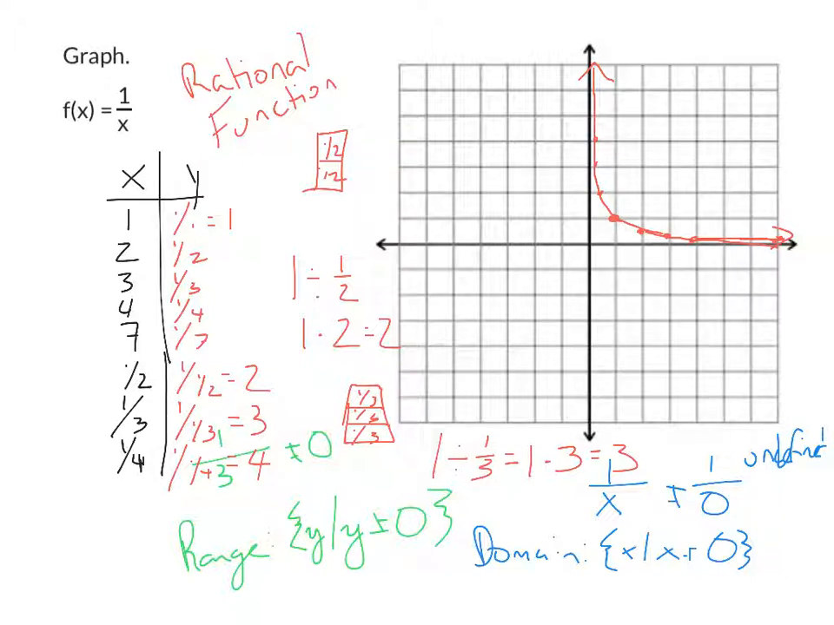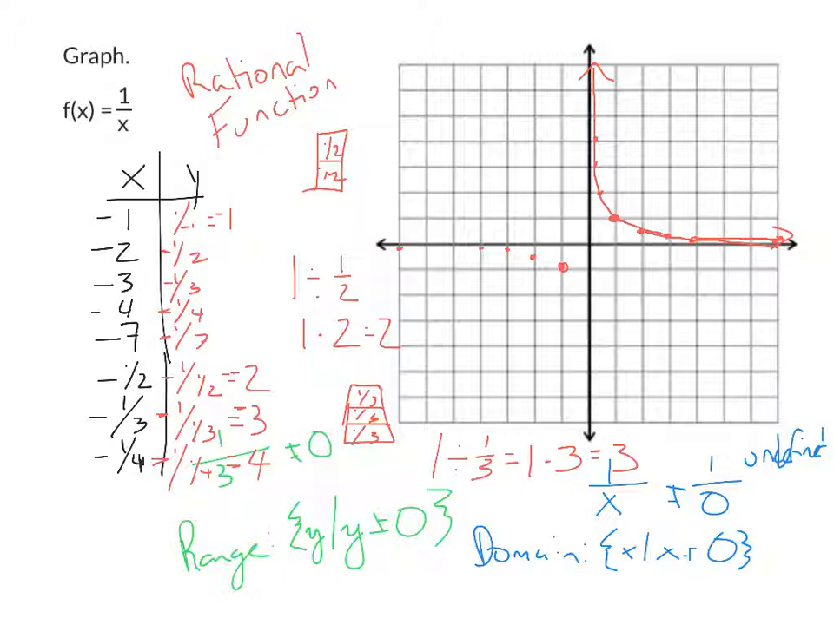Now, what if I input negative numbers instead? -1, -2, -3, -4, -7, -1/2, -1/3, -1/4. What if I did that? Well, I'd have 1 over -1, and I'd get -1. I'd have 1 over -2, and I'd get -1/2. I'd have 1 over -3. And so all of my results turn into negatives. And so I have (-1, -1), (-2, -1/2), (-3, -1/3), (-4, -1/4), (-7, -1/7).